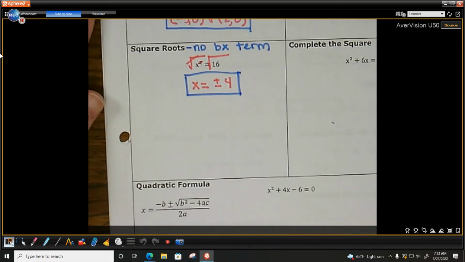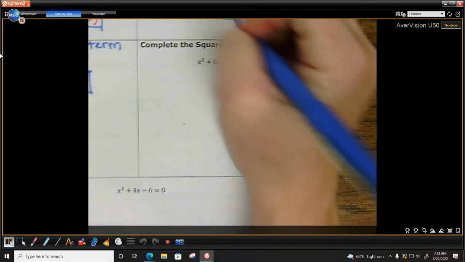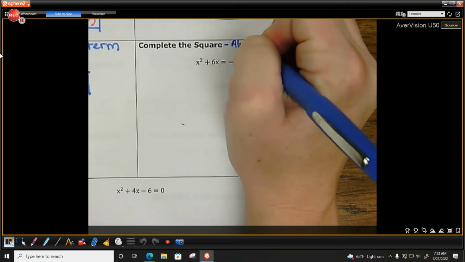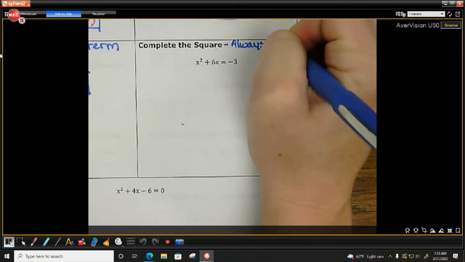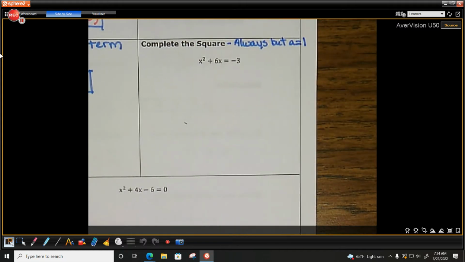Okay? Then the fourth and final method that we've learned is solving by completing the square. So we're going to use this always, but a has to equal 1. And if it doesn't equal 1, you have to make it equal 1. A must equal 1.